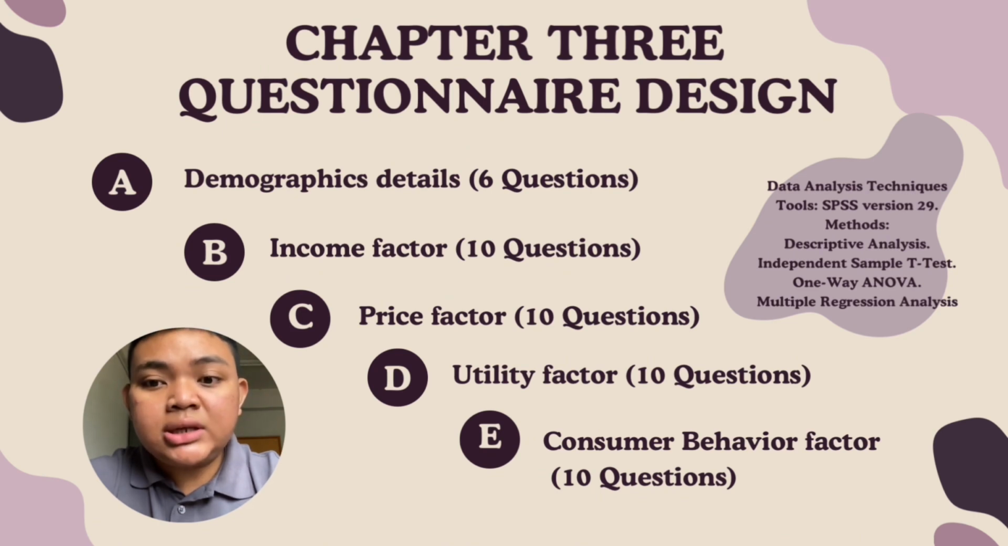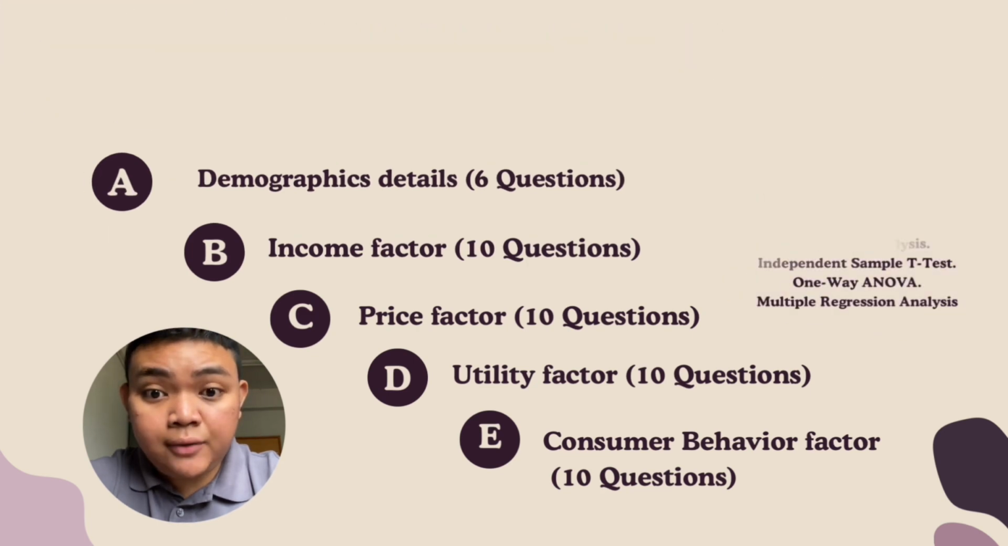The data was analyzed using SPSS version 29. The method includes descriptive analysis, t-test, one-way ANOVA, and multiple regression analysis to examine relationship between variables. In summary, this chapter explains the methodology, including the framework, design, data collection and analysis technique, providing the foundation for exploring UUM student financial behavior.